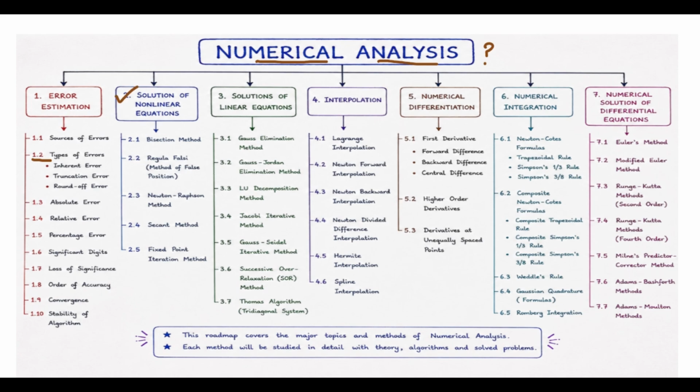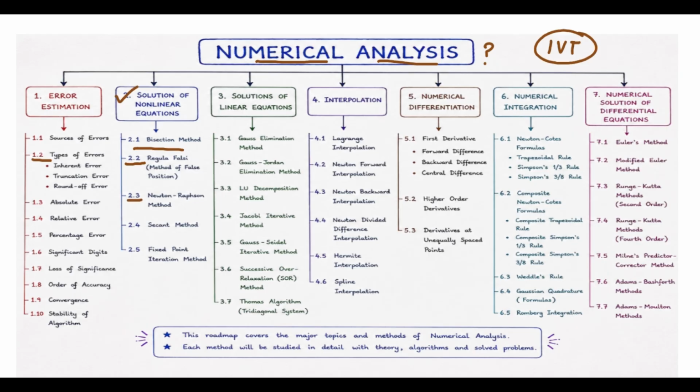And to solve this type of problem, we first studied the intermediate value theorem, which guarantees the existence of a root under suitable conditions. And using that theorem, we learned the bisection method, one of the simplest and most reliable bracketing methods. Then we improved upon it by studying the regula falsi method, where instead of taking the midpoint, we use the x-intercept of the secant line joining the endpoints.